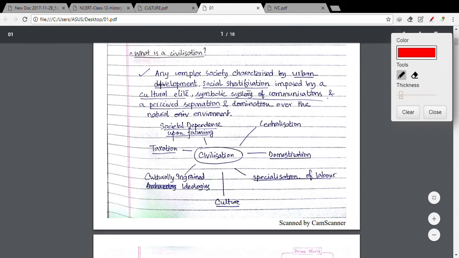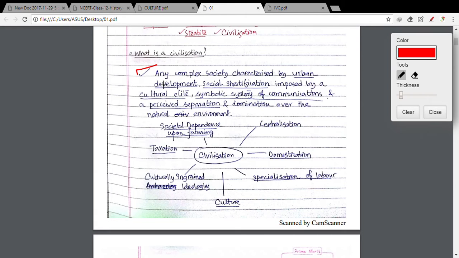Civilization, this is taken from Wikipedia. It is any complex society characterized by urban development, social stratification. Strata means layer in the society, means different kinds of people with different jobs, different economic conditions, and different ideologies, etc. Imposed by a cultural elite, symbolic systems of communications, and a perceived separation and domination over the natural environment, which is very important.